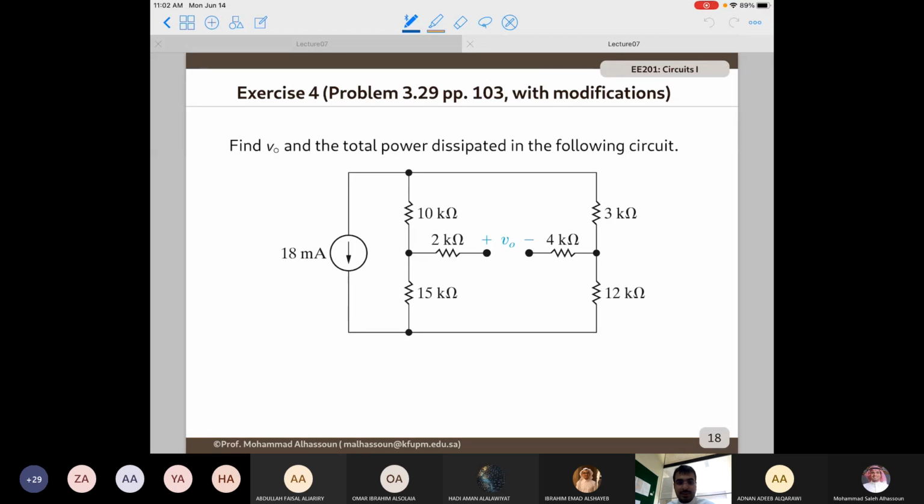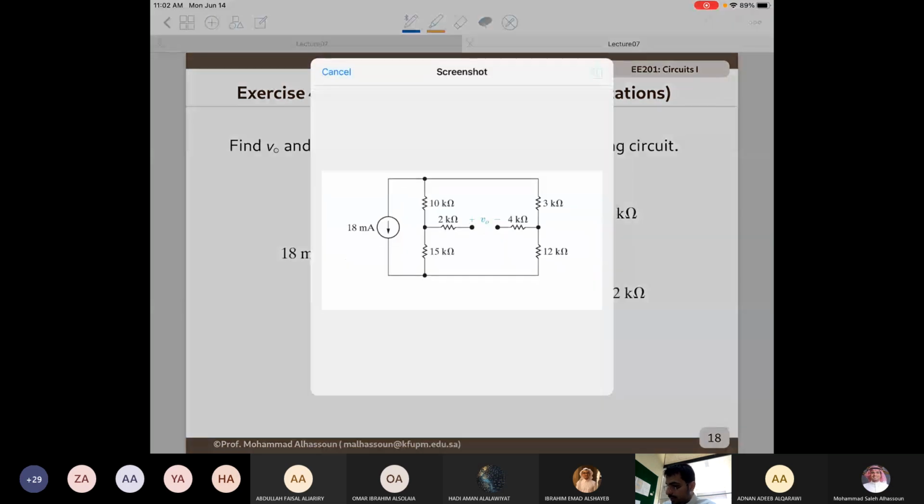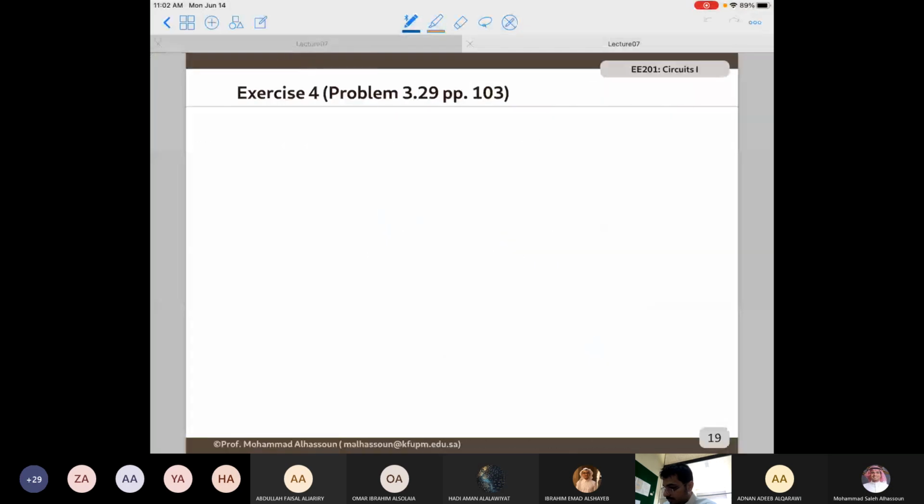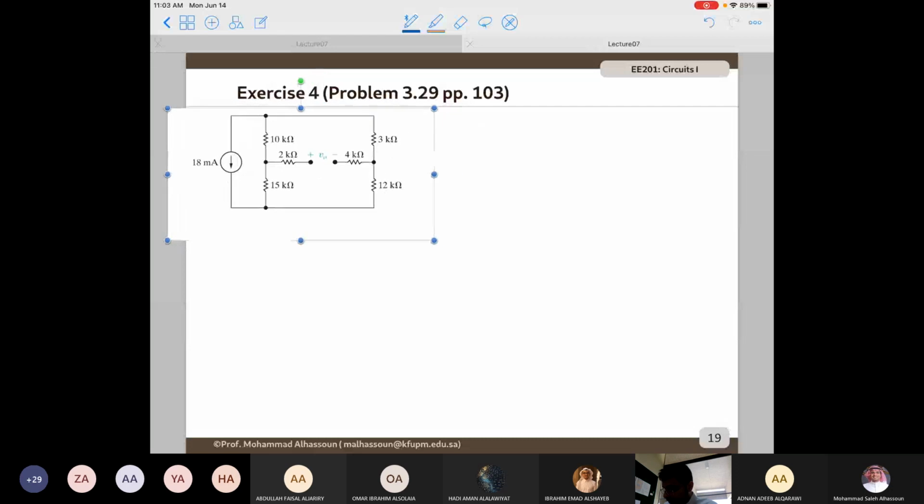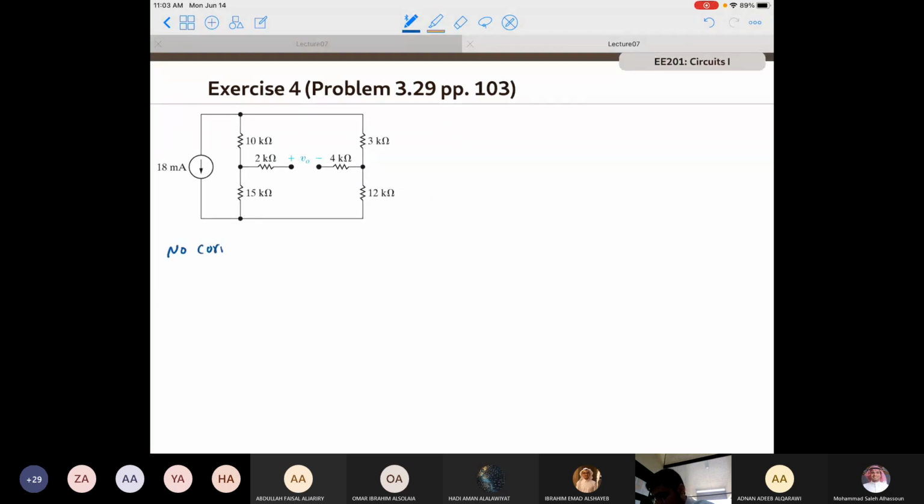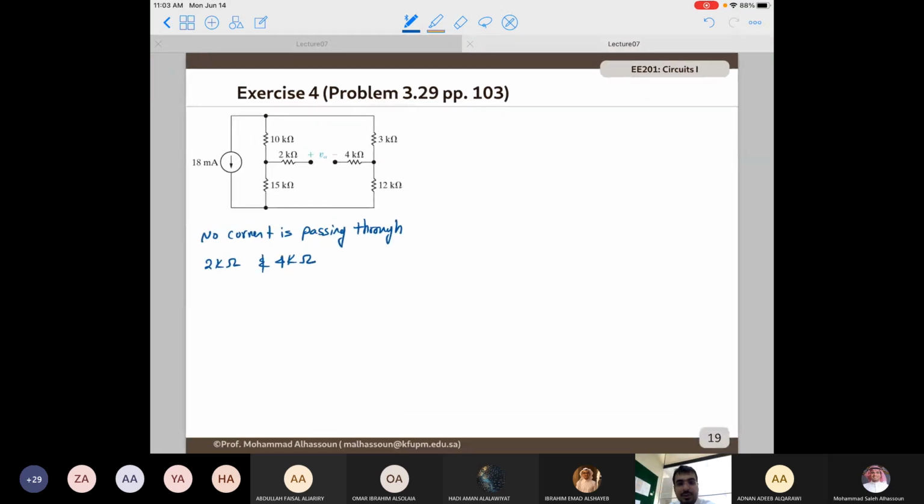So let's consider finding V naught. By this time, we are strongly familiar with finding the power dissipated by the circuit, so we need to find the voltage and the current. For V naught, it's very important to notice one thing here. Let me copy it and write it down. It's very critical. Just realize that no current is passing through the 2 kilo ohm and 4 kilo ohm resistors, which means that I can redraw the circuit ignoring those.